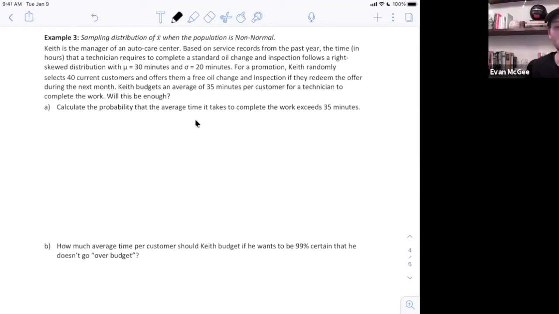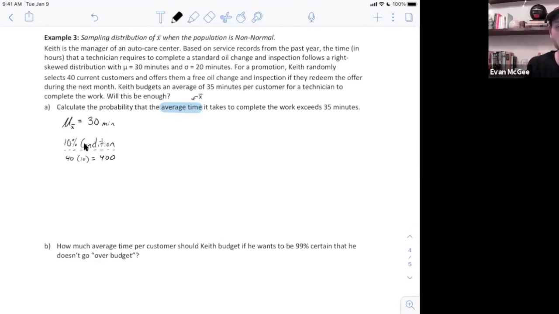The population, so all customers, is skewed to the right, has a mean of 30 and a standard deviation of 20 minutes. We're going to use this information to determine the characteristics of the sampling distribution, which means we're going to check the conditions to see the shape, and we're going to check the 10% condition to see if we can find the standard deviation. Since the population of all customers is centered at 30, the sampling distribution will be centered at 30 as well.